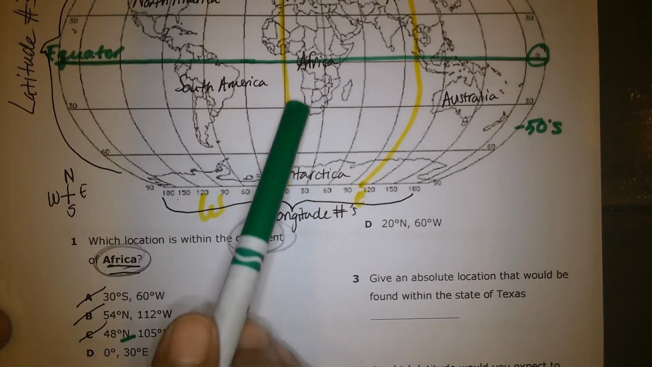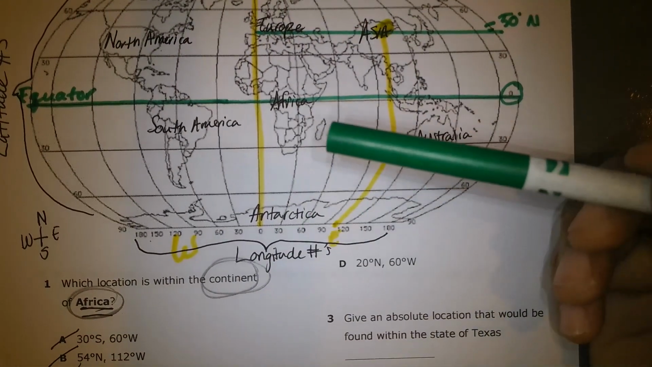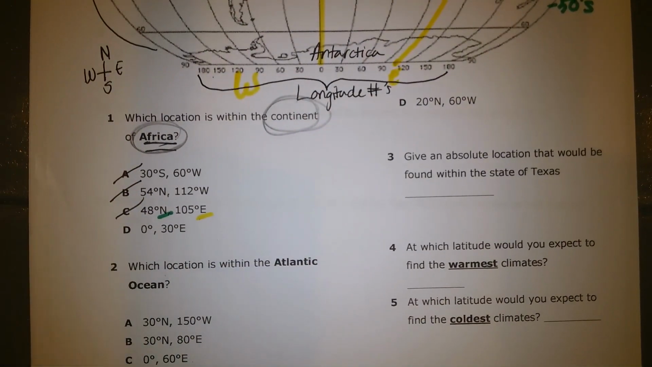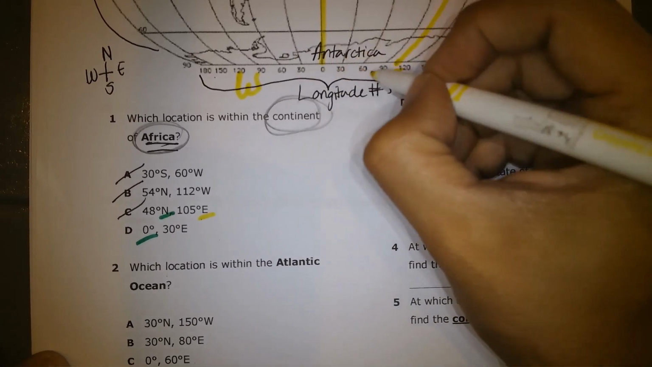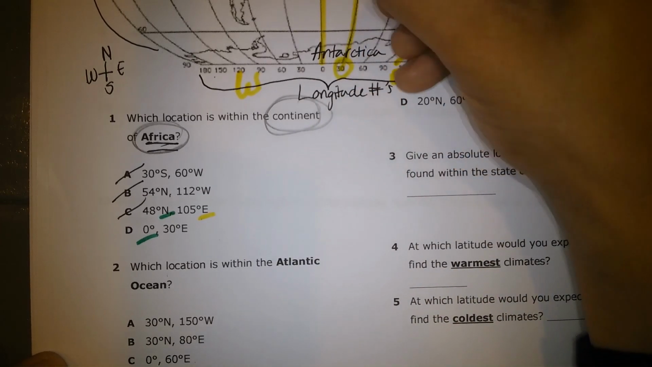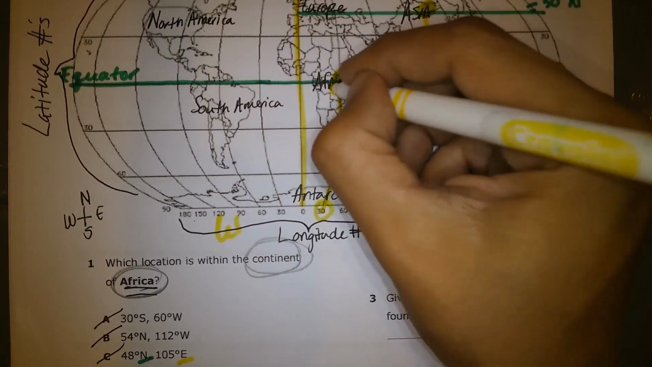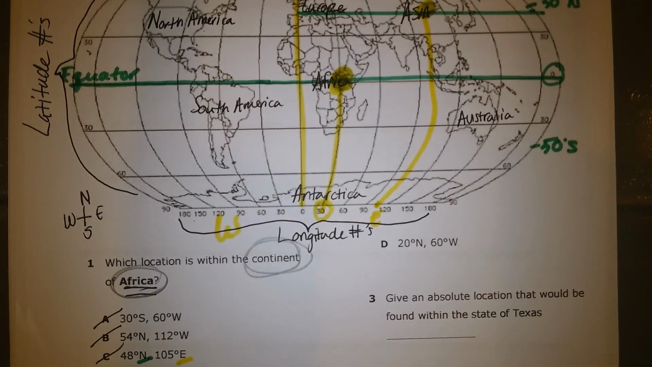Remember, the closer to the equator you are, the hotter it is. The further away from the equator you are, the colder it is. So we have 0 degrees, done, check. Now I've got to get my yellow for my longitude lines, and that's going to be 30 degrees. So I'm going to use my bottom numbers here again. Here we have 30, and I'm going to follow that line all the way up, and it hits right to Africa. Cool. So that's my answer, letter D.